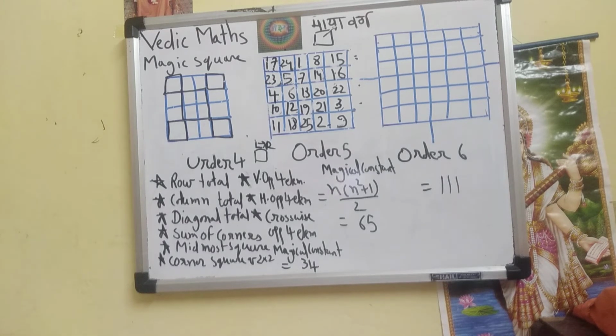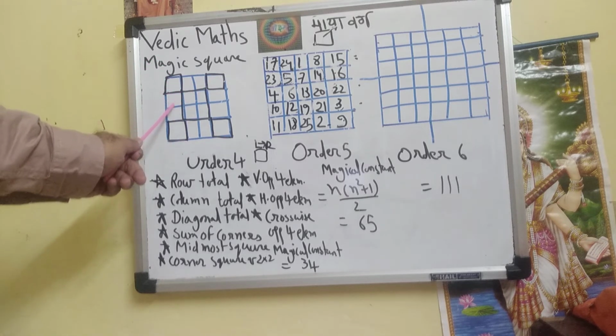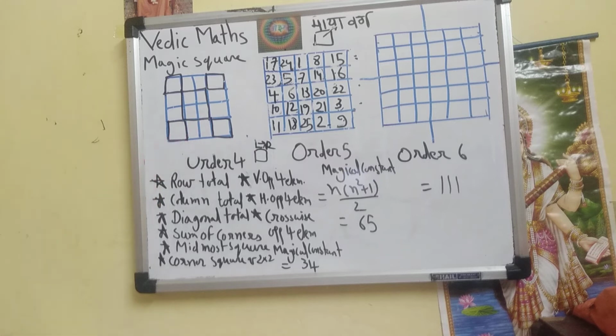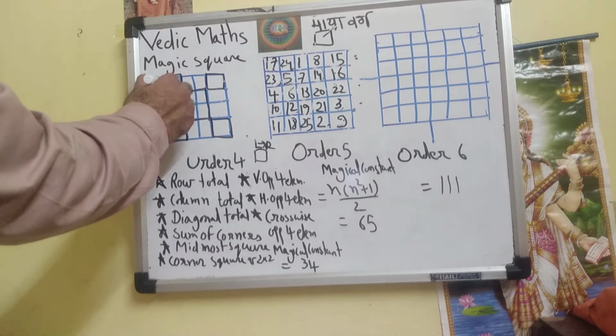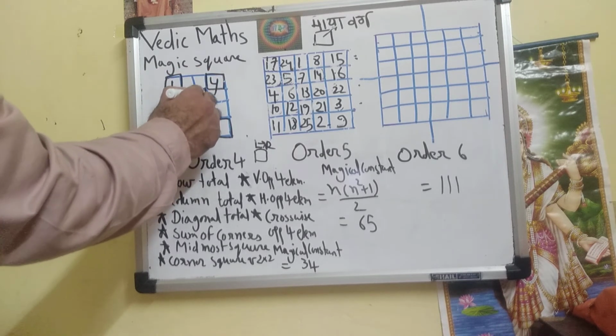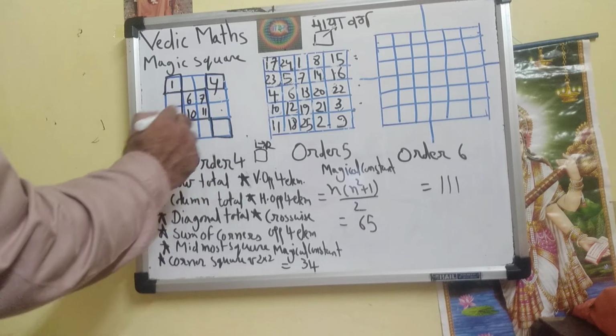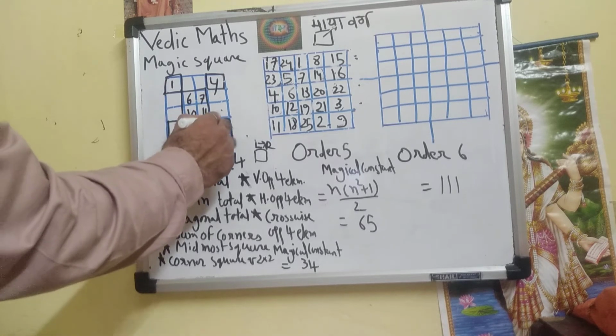Now start counting from 1 to 16 from left to right in such a way that we fill only square entries and rectangle entries will remain vacant. So we start counting 1, 2, 3, 4, 5, 6, 7, 8, 9, 10, 11, 12, 13, 14, 15, 16.